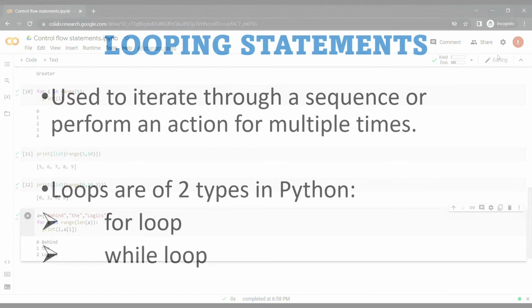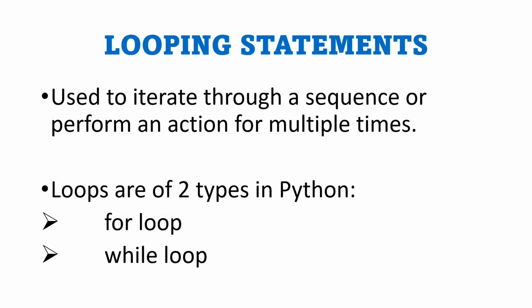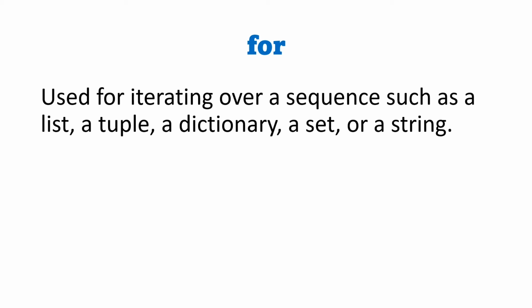Next, let's see about looping statements. Looping statements are used to iterate through a sequence or perform an action for multiple times. Loops are of two types in Python: for loop, while loop. We use for loop for iterating over a sequence such as a list, a tuple, a dictionary, a set, or a string. We should know the number of iterations beforehand in order to use a for loop. We can access a value with the help of an index or access element by element in the sequence.